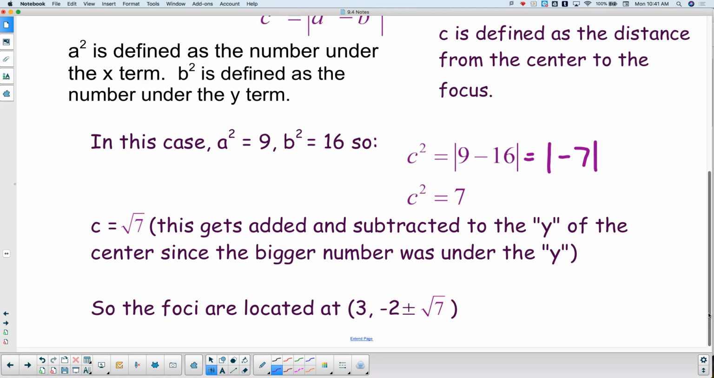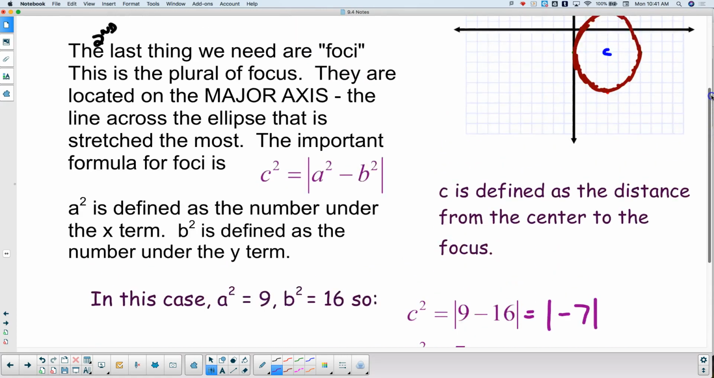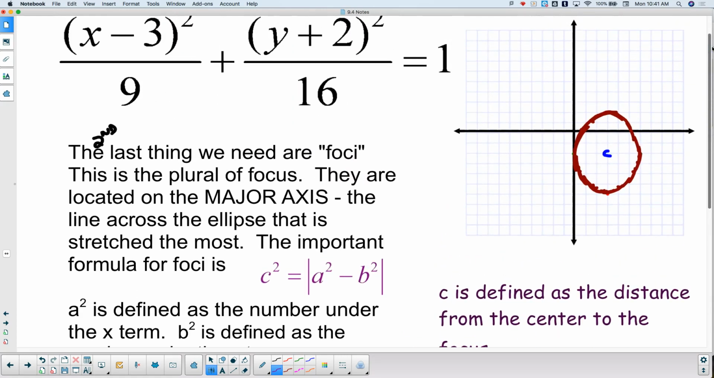So that puts my foci 1, 2, 3. So a little bit less than 3, so it puts 1 right there. And 1, 2, a little bit less than 3, puts 1 right there.